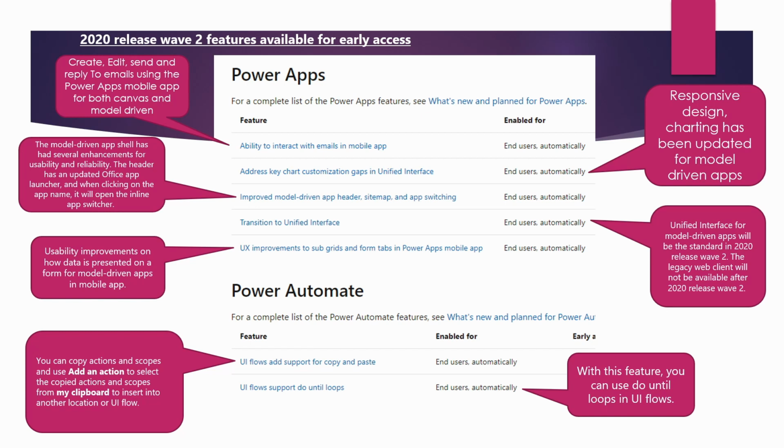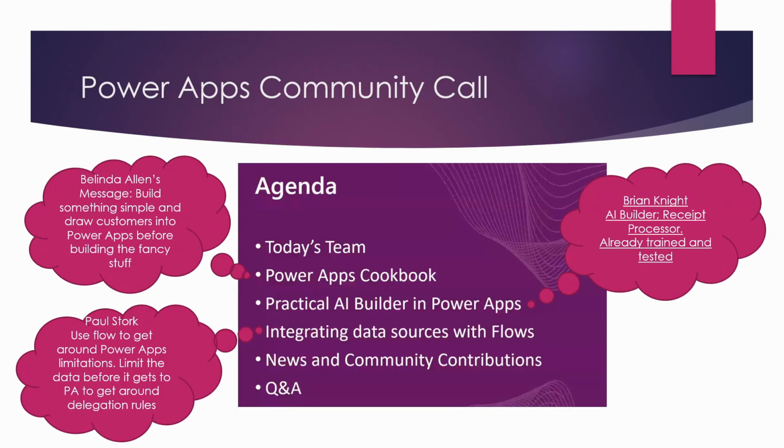In the Power Automate section, we can now copy actions and scope within the UI flow. So this is when you use a flow in order to click around and mimic what a human being would do. And secondly, we can also do until loops in the UI flows. So that's the 2020 release Wave 2 features.